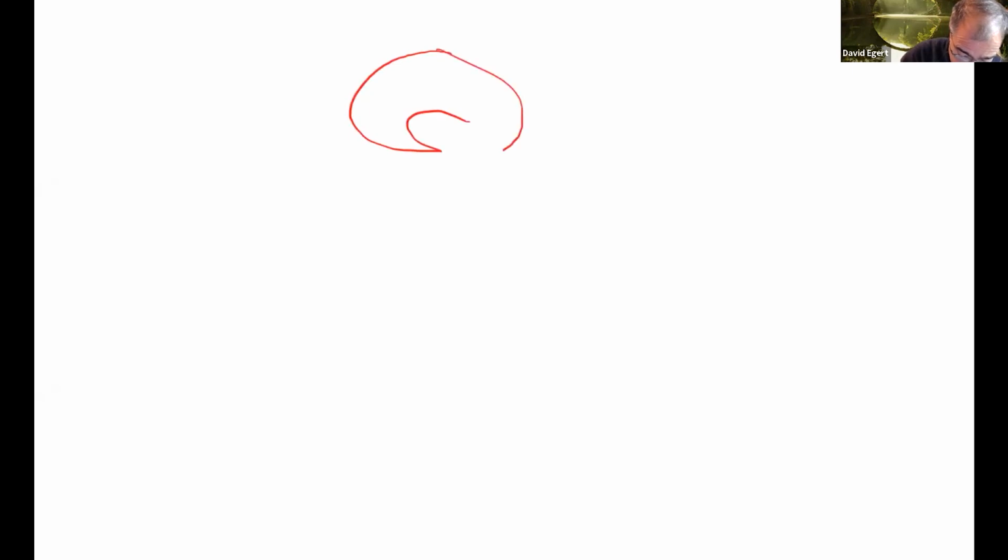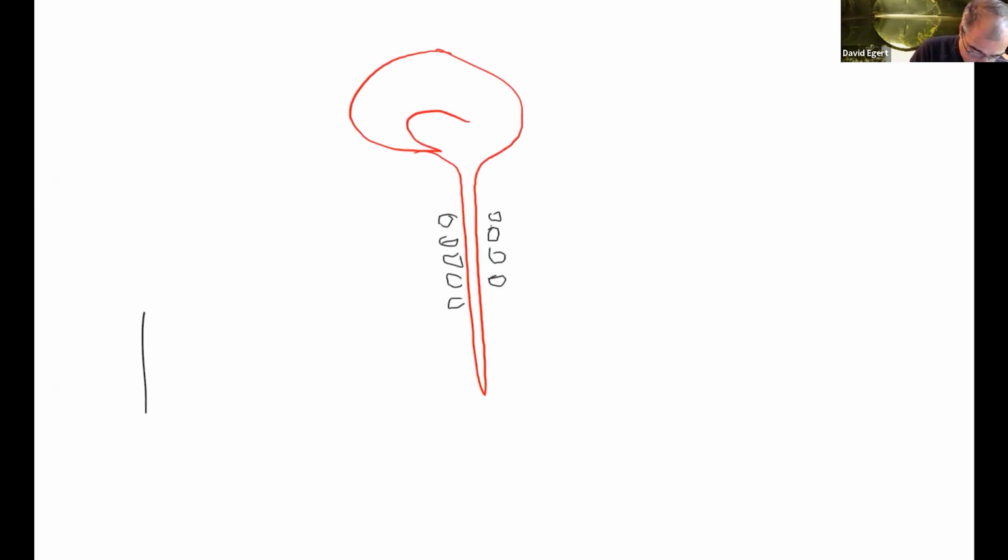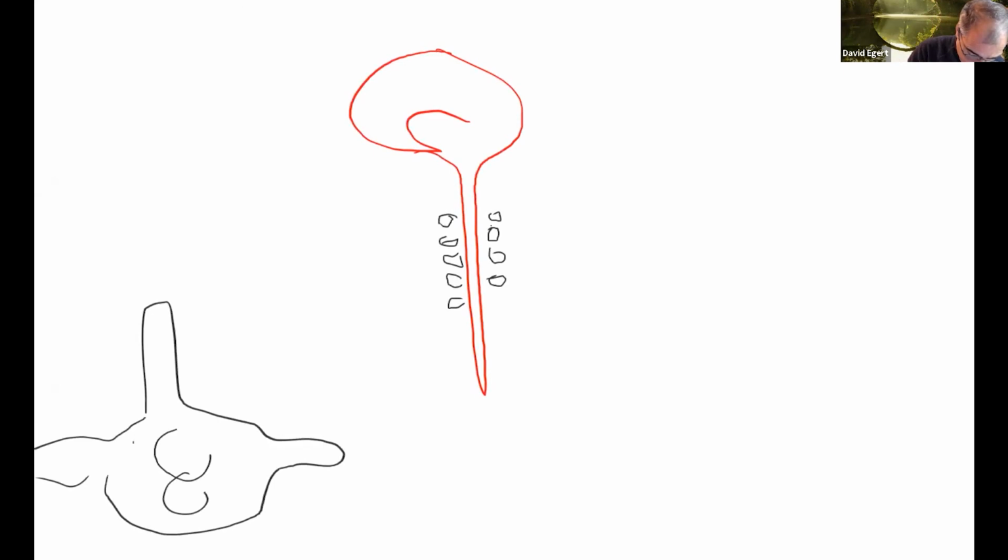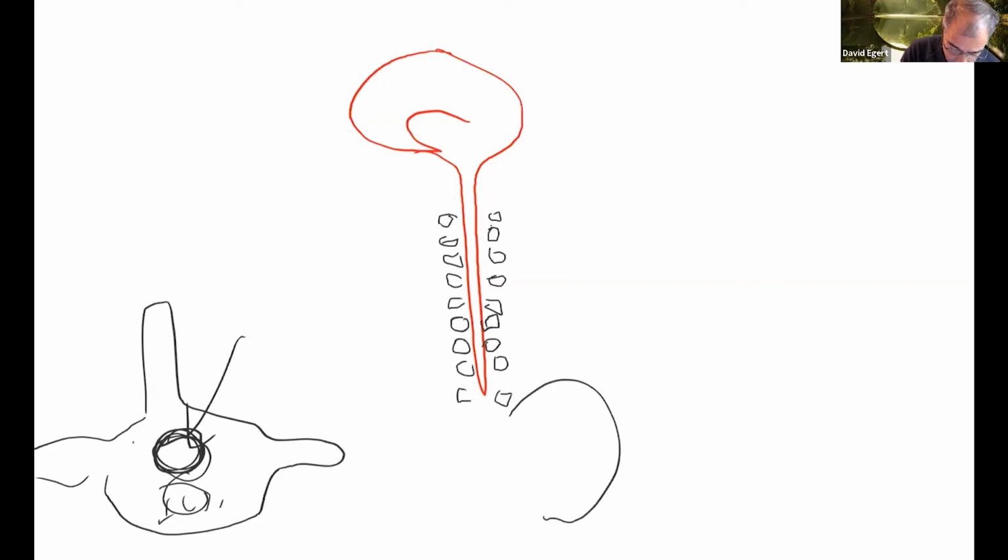All right, so here's the brain and the spinal cord. And the spinal cord is going down through your vertebrae, right? If you look at a vertebra, there's like a hole, there's a tunnel where the spinal cord goes down, and then at the bottom is going to be your hip bones and your femur bones.